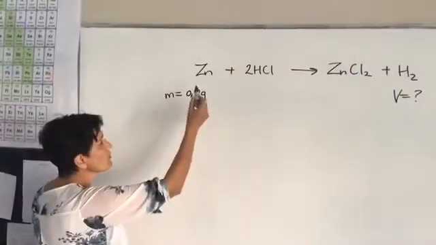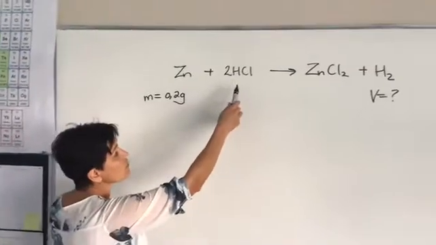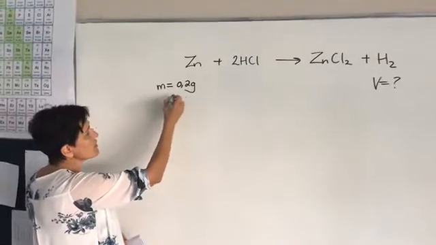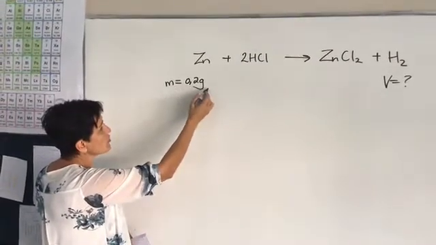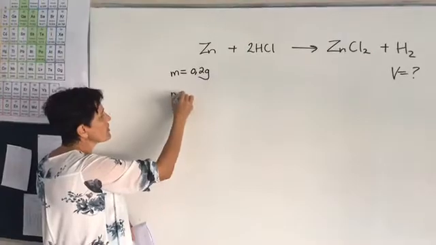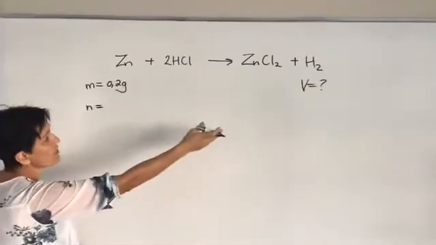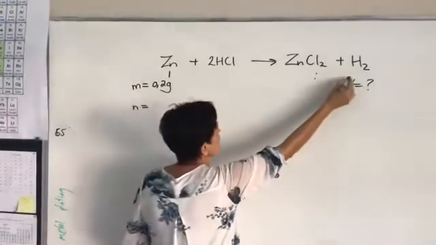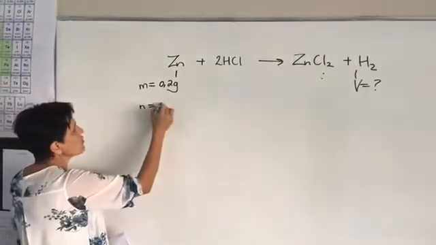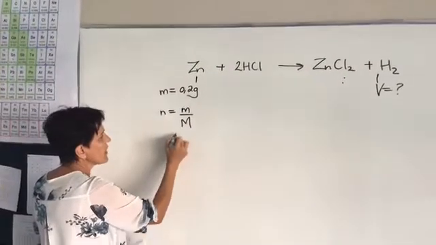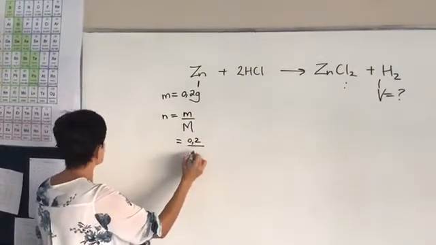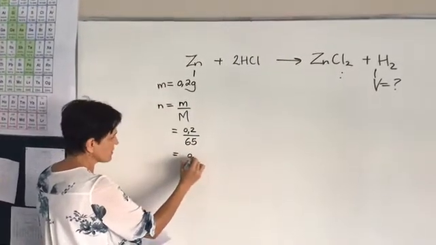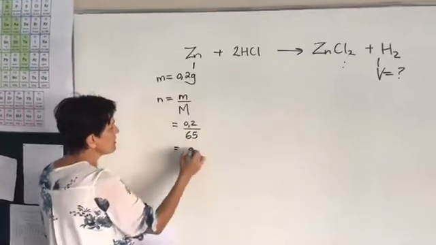Okay, from the experiment where zinc reacted with hydrochloric acid, we want to find the volume of hydrogen gas. So if we start with a given mass of 0.2 grams of zinc, we have to find the number of moles because we're going to use a molar ratio. So your equation is balanced. So it's a 1:1 molar ratio, and the moles of zinc is mass over molar mass, so 0.2 divided by 65 off your periodic table, which is the molar mass of just zinc.